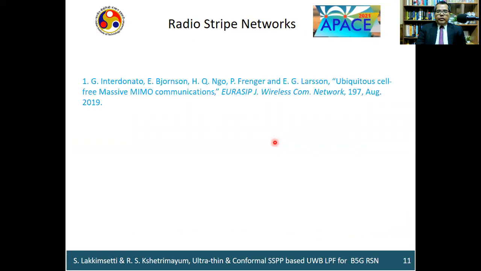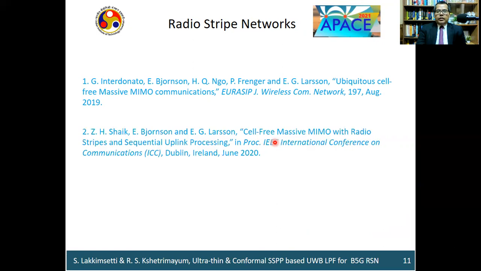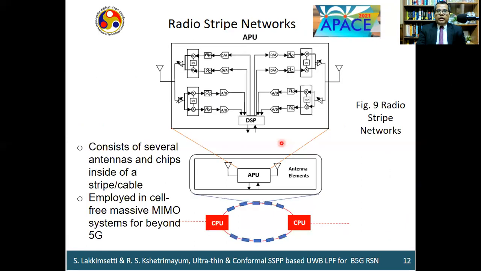This is the first paper on the radio strap networks. It claims that we can have ubiquitous communication almost anywhere, everywhere. And this is the second paper, and it discusses the circuit implementation of the radio strap networks, how the circuit will be implemented. This diagram gives you an idea.